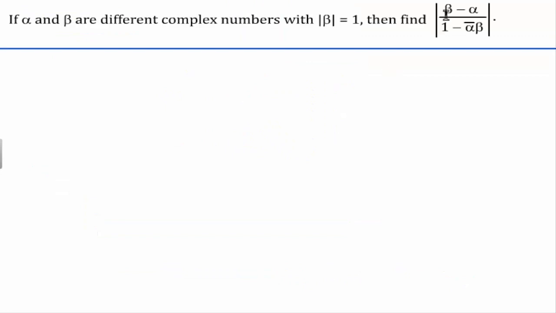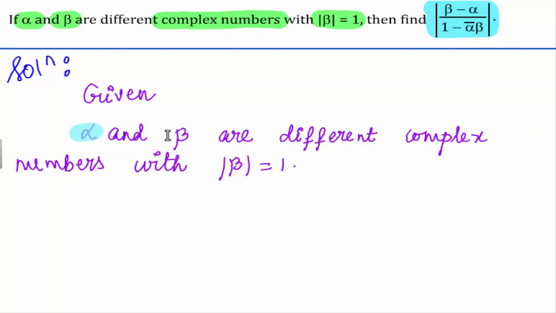In this question, we need to find the modulus value of (β − α) divided by (1 − conjugate of α β) if α and β are different complex numbers with modulus of β is equal to 1. Let us begin with the solution. We are given α and β are different complex numbers with modulus of β is equal to 1.